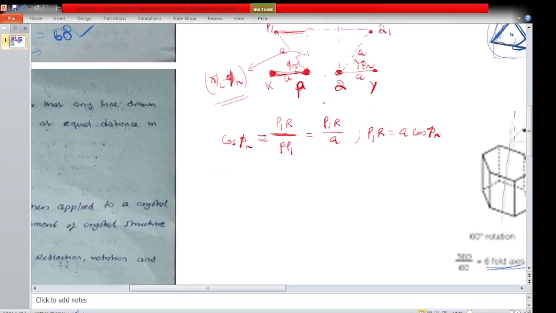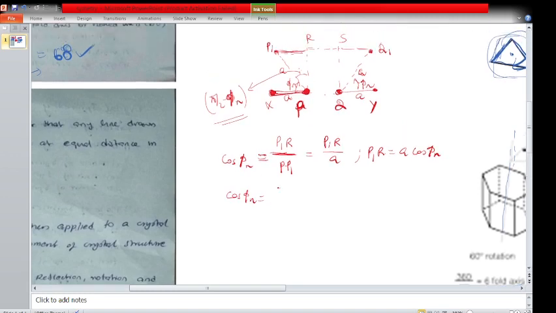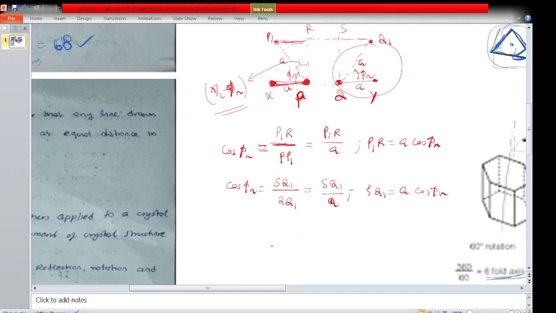Similarly, consider the other side also, for Q1. There also we will get cos phi n, which in this case, let's say this is S, equals SQ1 divided by QQ1. We are talking about this side. So we get SQ1 divided by A, which implies SQ1 equals A times cos phi n. Now let us consider P1Q1. This P1Q1 will be P1R plus RS plus SQ1.